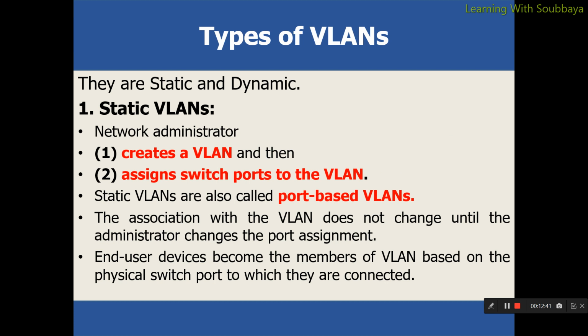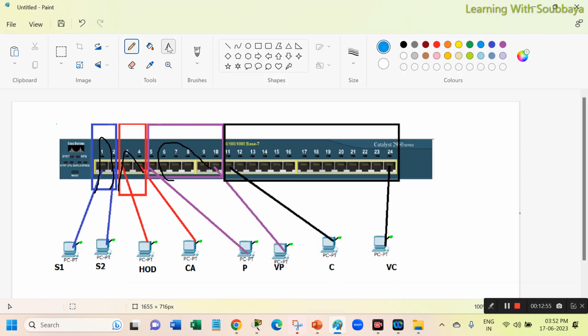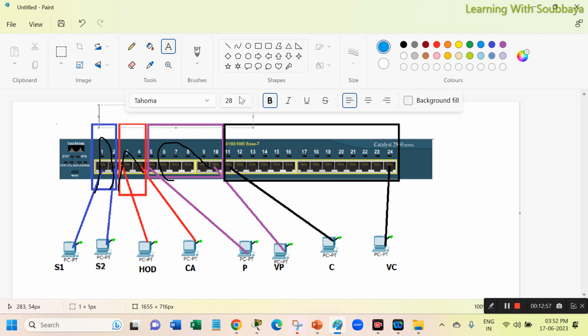In static VLAN, the first thing is that we have to create the VLAN. Then we can assign ports to the VLAN. That is called a static VLAN. For example, on a switch, VLAN 10, VLAN 20, VLAN 30 and VLAN 40 are available.